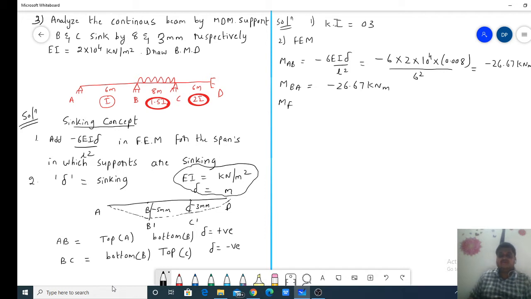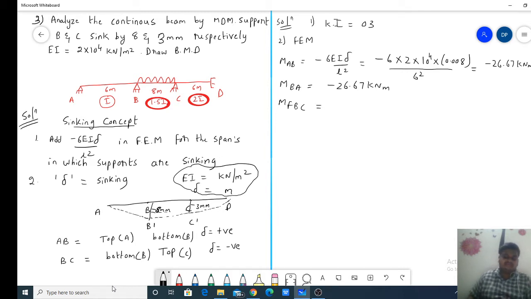Next, MFBC. For MFBC, B and C are sinking. With respect to the relative concept, this is not 5 mm, this is 8 mm. Sorry, this is 8 mm. Now if I want to find the relative sink, 3 mm is gone, but this is 5 mm. So that 5 mm is to be considered, and whether it has to be considered negative or positive: for BC, B is to the bottom and C is to the top, so it will be negative.